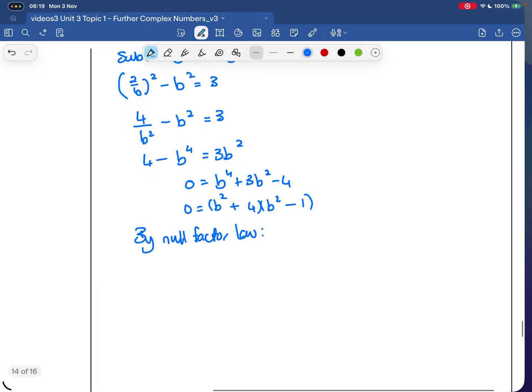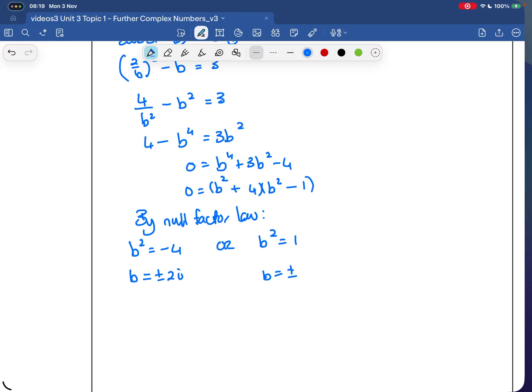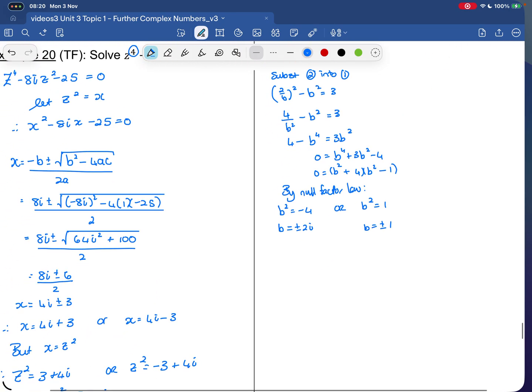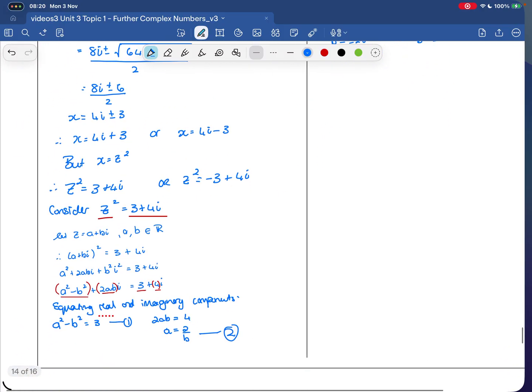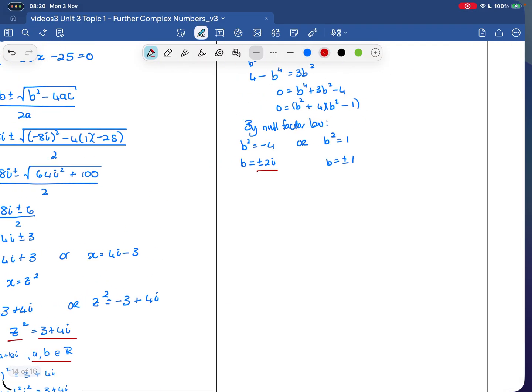Okay, and that gives me that b squared is -4, or b squared is equal to 1. Now, if b squared was -4, that would imply that b is plus or minus 2i, or b is plus or minus 1. But we were told over here, or we decided that a and b were both real numbers. So a solution of plus or minus 2i for b doesn't make sense.